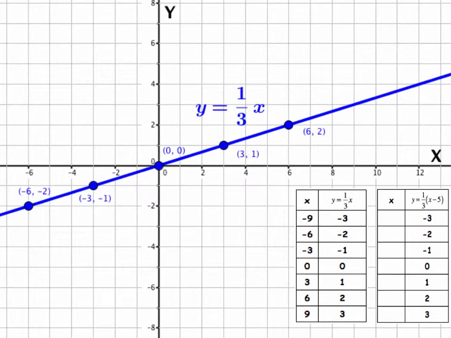Alright, so here's a familiar graph, y equals 1/3 x. Of course, it has a slope of 1/3 and a y-intercept of 0. And here's some ordered pairs, both on the graph and in a table of values.